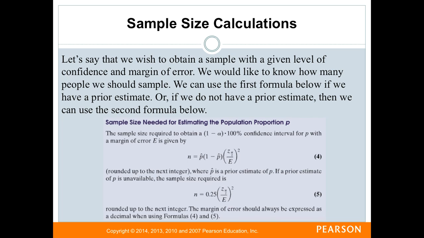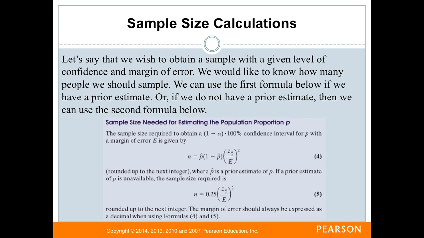So let's say, for example, that we want to obtain a sample and we know what level of confidence we want, we know what type of error we are willing to deal with, but what we don't know is how many people we should sample in order to guarantee that we end up with the desired level of confidence and the desired margin of error.